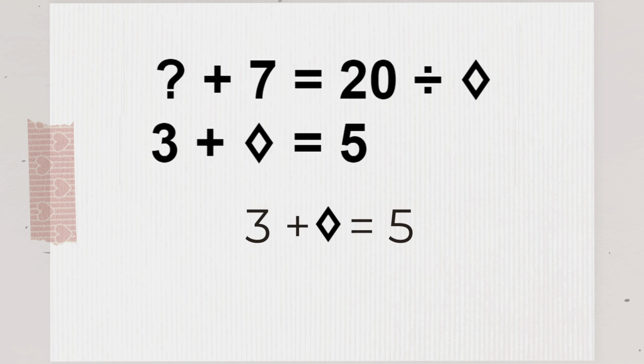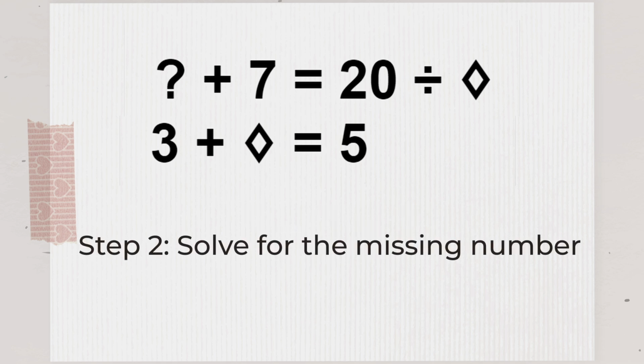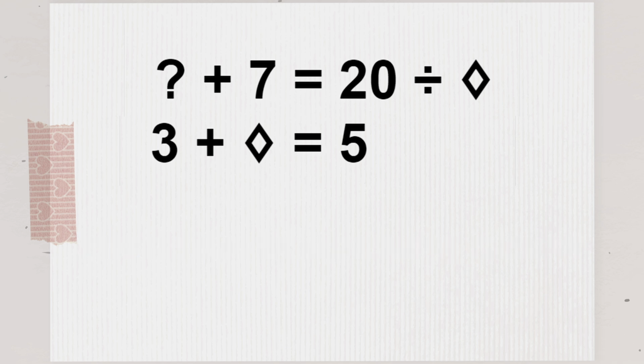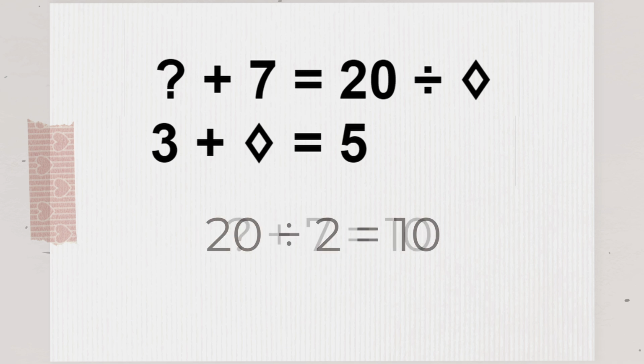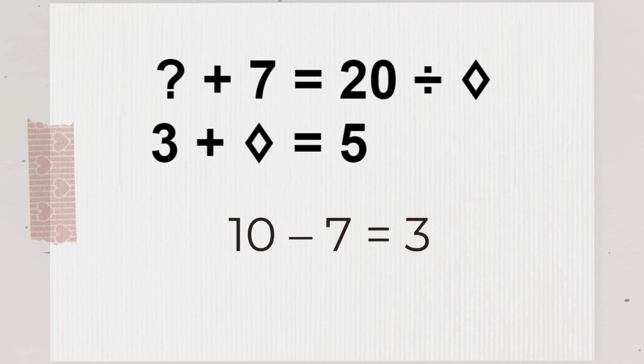We are given that. To find the value of the diamond shape, we subtract 3 from 5. So, the diamond shape equals 2. Step 2. Solve for the missing number. Now that we know that the diamond shape equals 2, we can substitute that into the first equation. First, we perform the division. Now the equation looks like this. To find the missing number, we subtract 7 from 10. So, the missing number is 3.